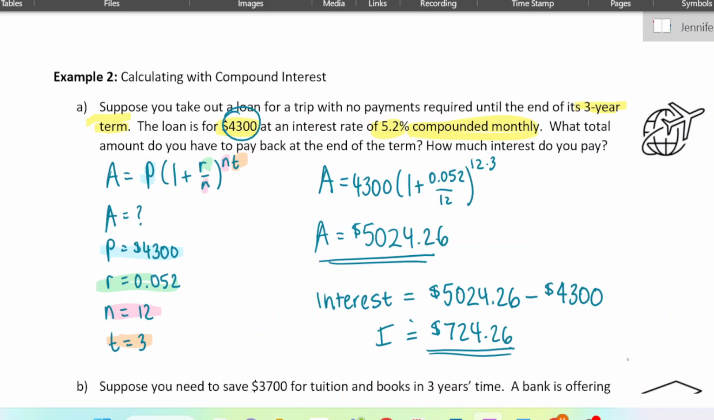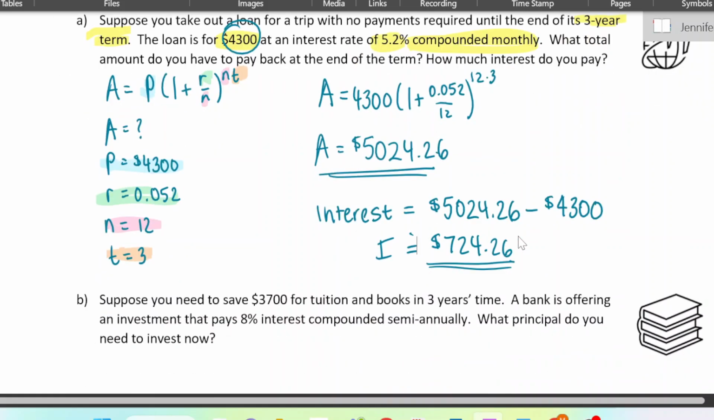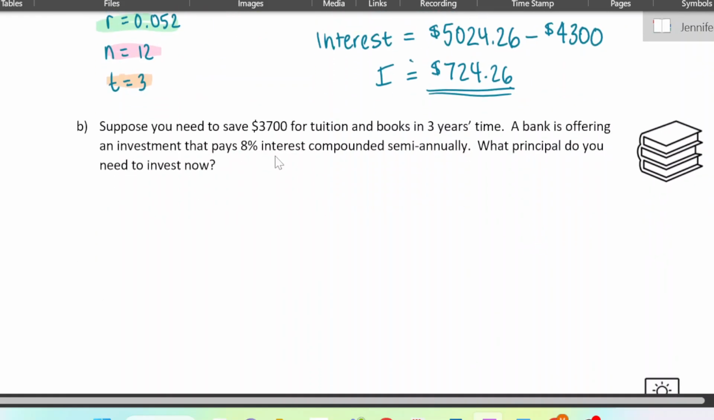Okay, so the interest is like the cost of the loan, essentially. Loans are not free. You have to pay more than you originally took in the first place. So we had to pay back that entire $4,300 plus an extra $724.26, with the final amount being $5,024.26. Okay, let's do another one. This time we're not going to look for the amount. We're going to have to do some algebra. So it says, suppose you need to save $3,700 for tuition and books in 3 years' time.